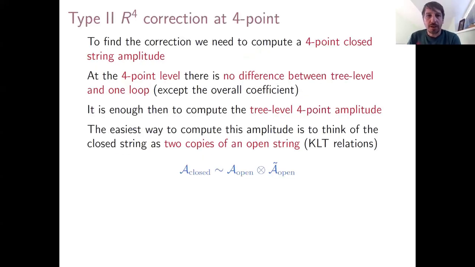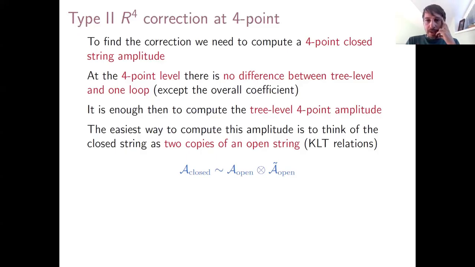Okay, so first we'll talk about the type 2 R to the 4 correction at the 4-point level. To find this correction, we know what we should do. We should compute the 4-point closed string amplitude. And as we said, at the 4-point level, there's actually no difference between tree level and one loop, except in the overall coefficient. So therefore, it's enough to compute the tree level 4-point amplitude, as long as you're just interested in the 4-point level, which is good because that is a bit simpler.